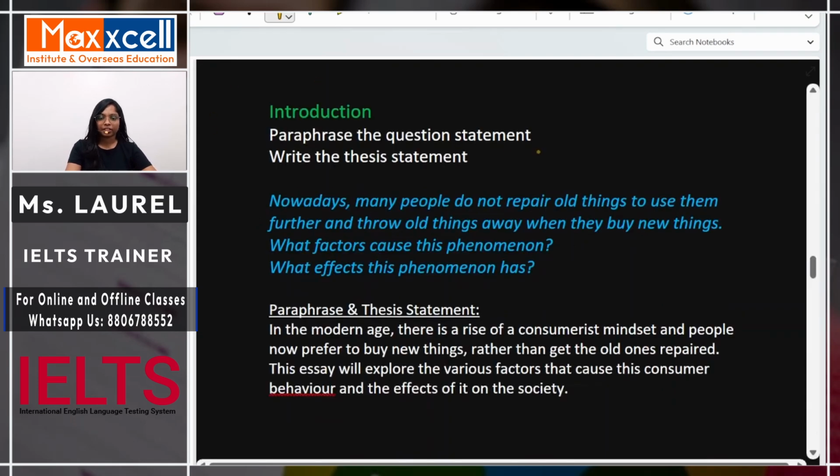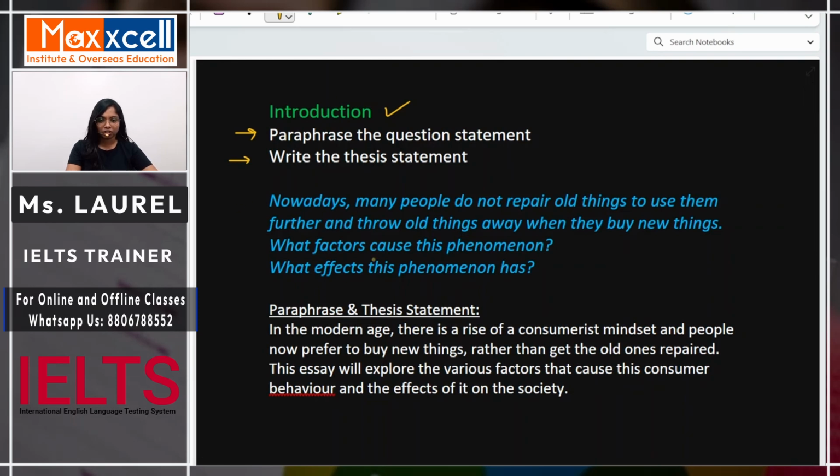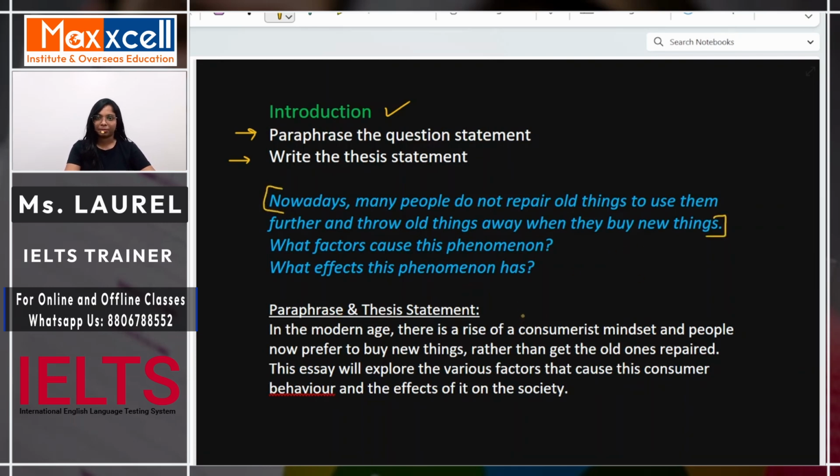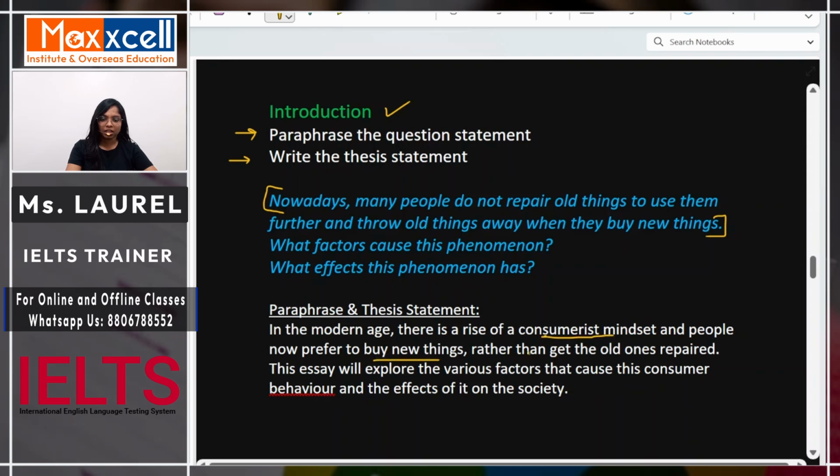Now let us move on to the introduction of the essay, and as we know, there are 2 things you need to do. That is, one is the paraphrase and the other is the thesis statement. So paraphrase the question statement, and here is the question completely, and we need to paraphrase this line. Paraphrasing is basically saying the same thing but in different words and maybe a different sentence structure. So here we go. In the modern age, there is a rise of consumerist mindset, and people now prefer to buy new things rather than get the old ones repaired.